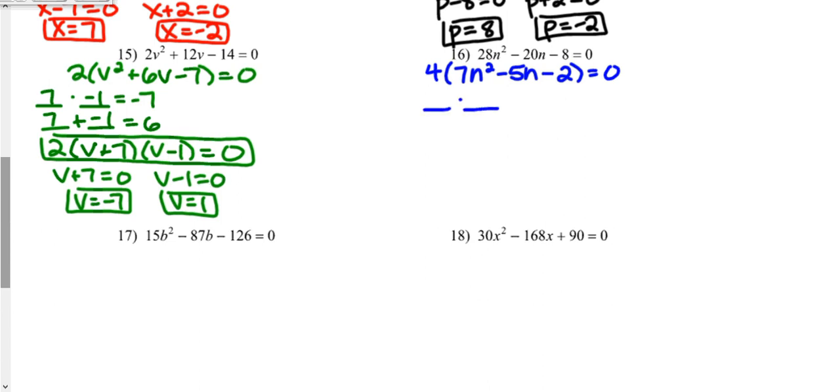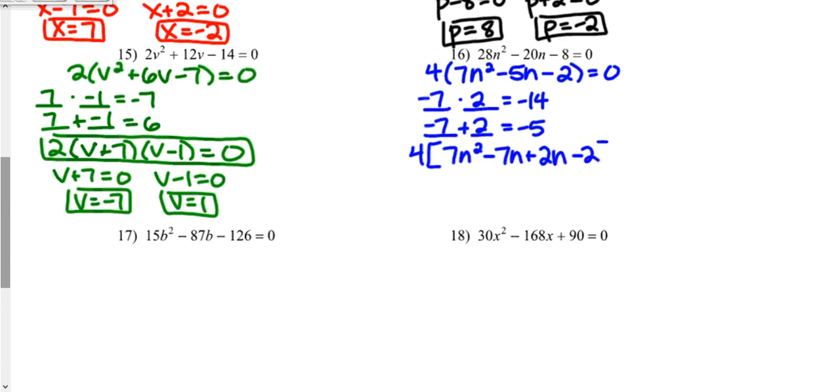So we want numbers that multiply to negative 14 and add to negative 5. Those numbers would be negative 7 and 2. So now we're going to rewrite our quadratic. Remember, we can't use the shortcut. A is not 1. So that would be 7n squared minus 7n plus 2n minus 2. Group.